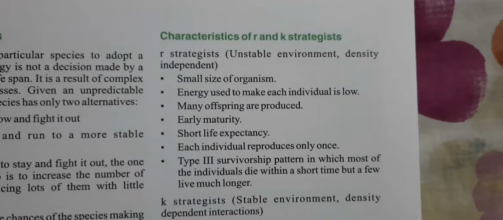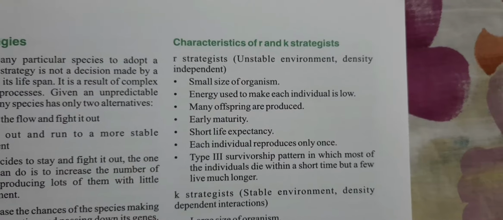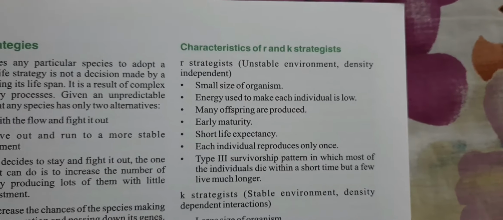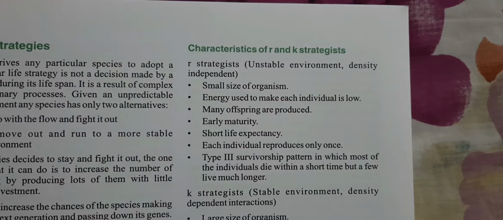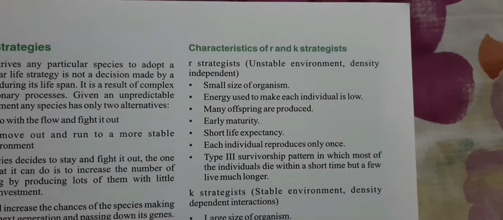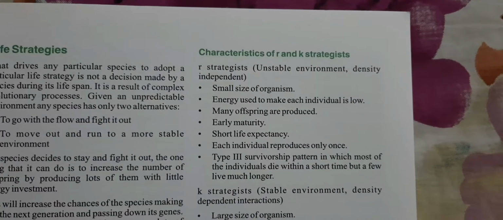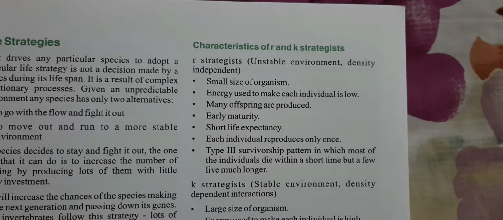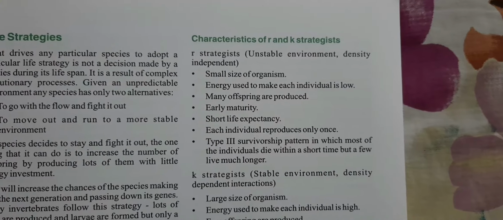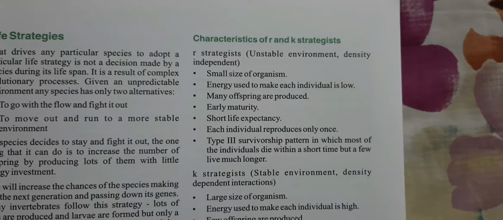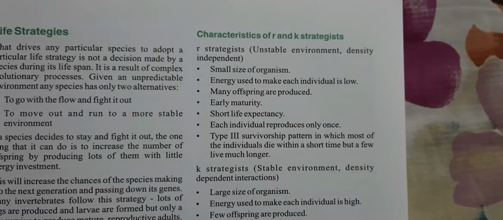Now what are R strategies? R strategies apply when the environment is unstable and density independent. That means the resources are not enough and the population exceeds the carrying capacity. We generally see this in small size organisms, and the energy used to make an individual is very low. A huge number of offspring are produced. They have early maturity and short life expectancy. Each individual reproduces once in their lifetime.